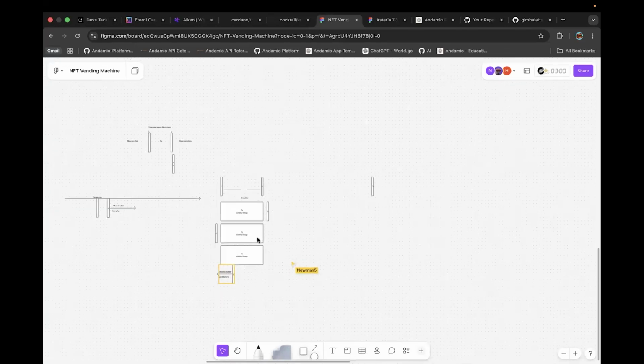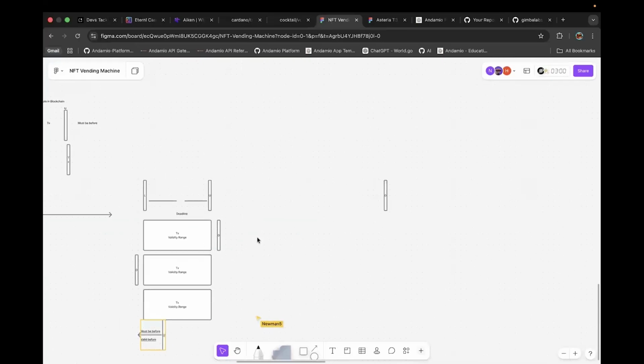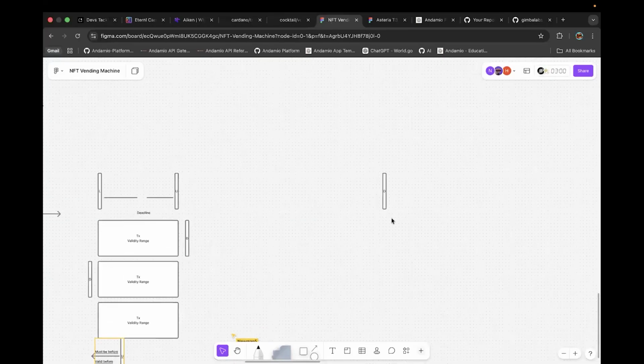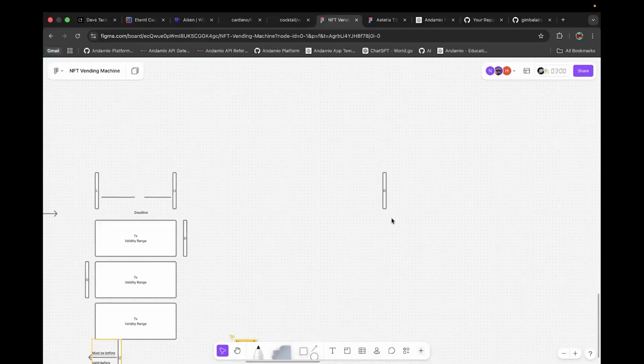This is interesting. What is the validity range when you don't set it? It's minus infinity to plus infinity when you don't set it, right? So it's always valid. The valid before and valid after require a validity range, and if you don't set it, it's always true.